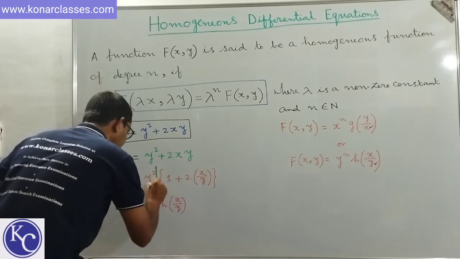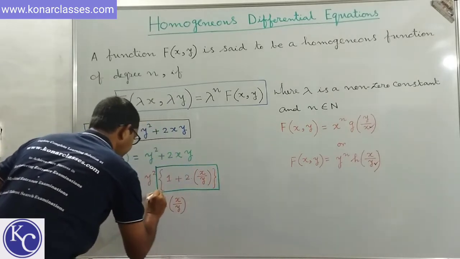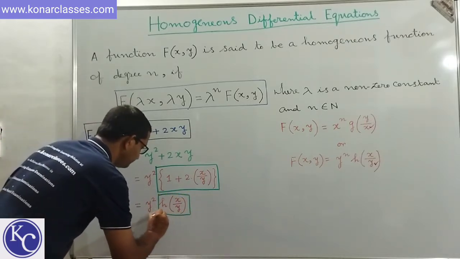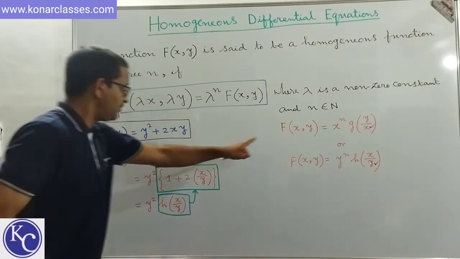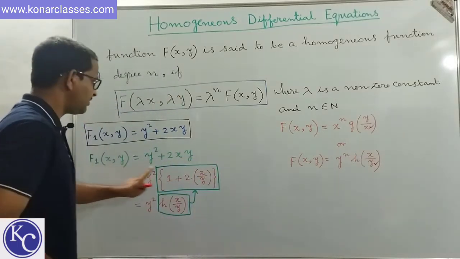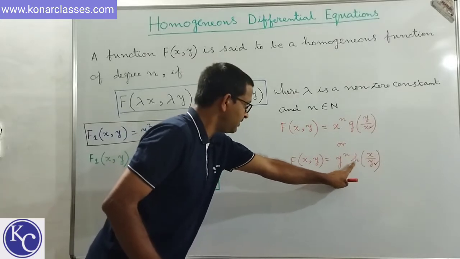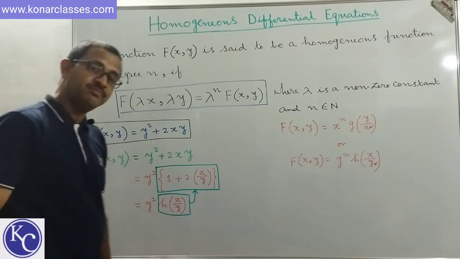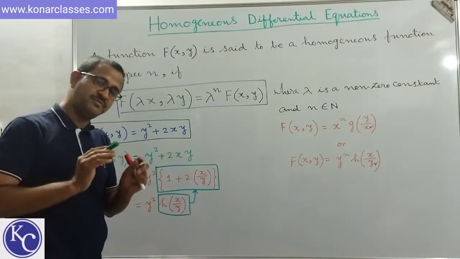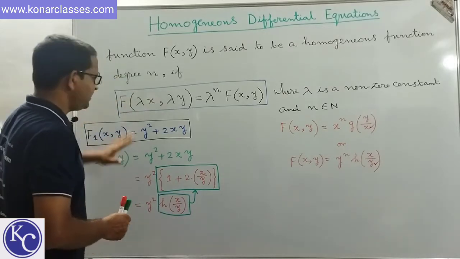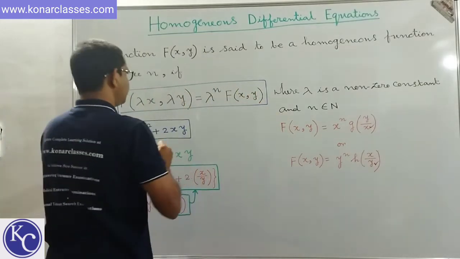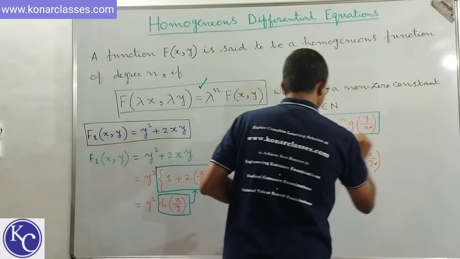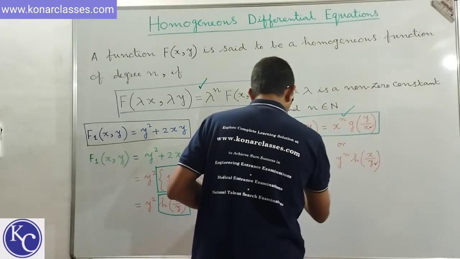So if you look into this particular one, that 1 plus 2 into x by y is nothing but this h x by y, a function of x by y. So we are able to express f1 x, y something like this, y to the power n into h x by y, here y to the power 2 into h x by y. So in this way also we can say it is a homogeneous function of degree 2. Okay, so you can apply any of these definitions.